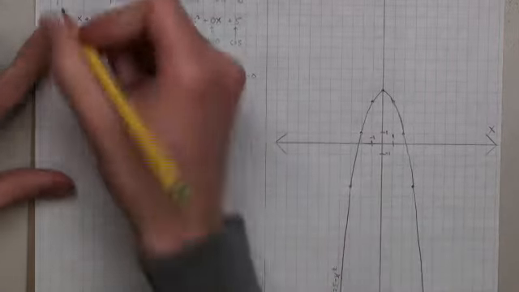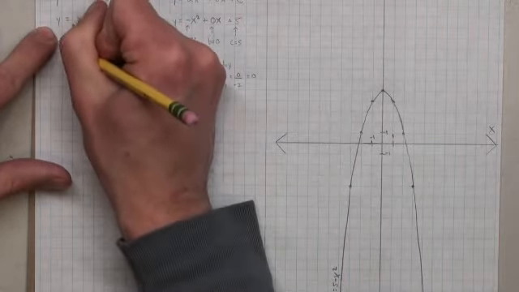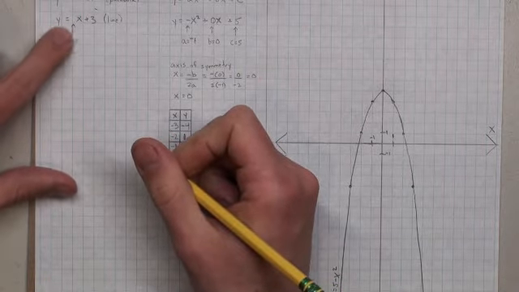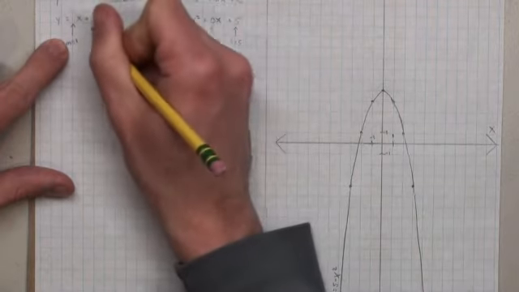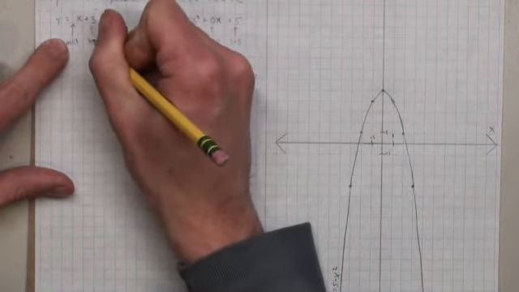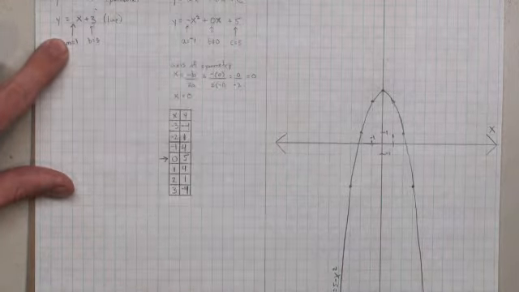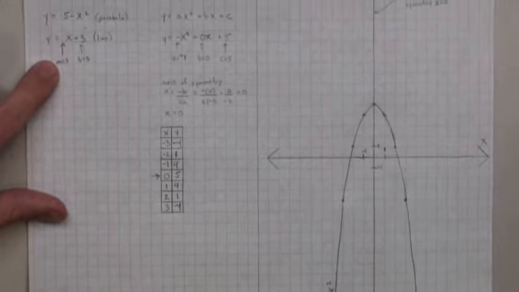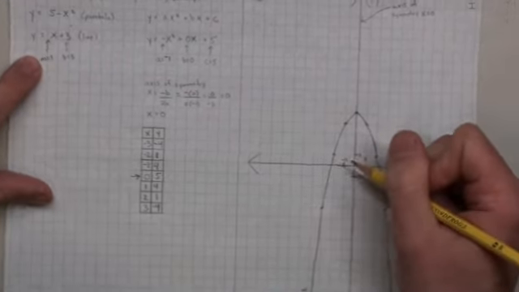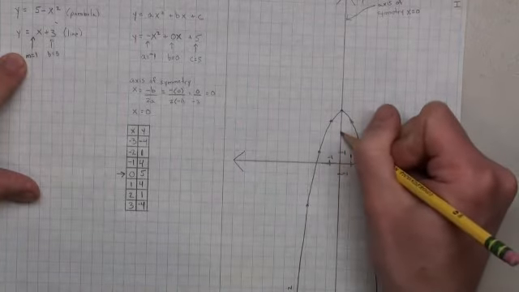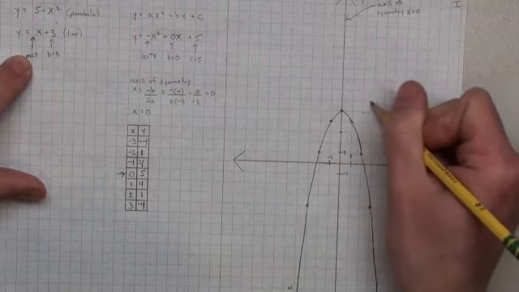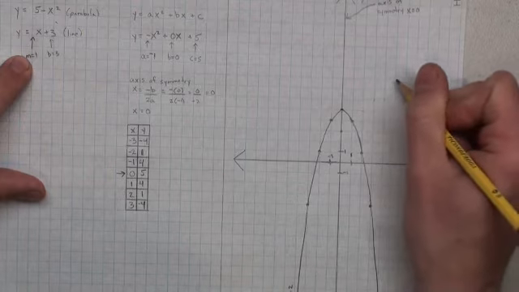Now I got to graph my line. Well, thankfully, it's already in the right form, y equals mx plus b. So my m is 1. And my b is 3. So I start at a y-intercept of 3, right? And I go up 1 over 1. So up 1 over 1, up 1 over 1, up 1 over 1, up 1 over 1.